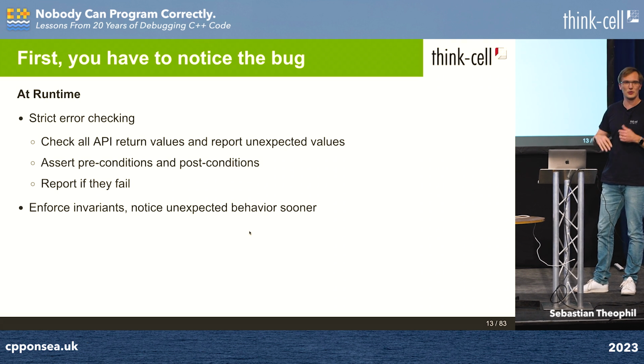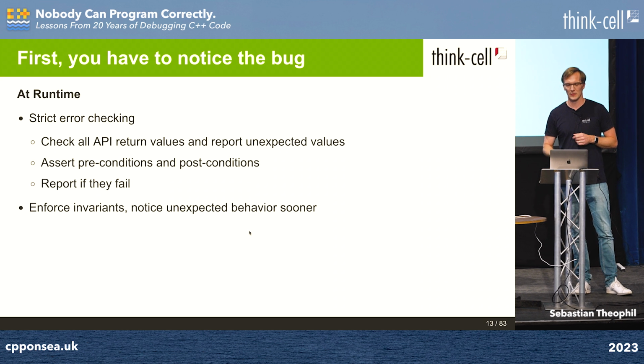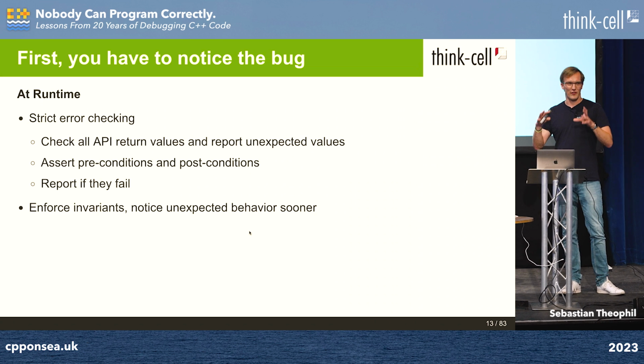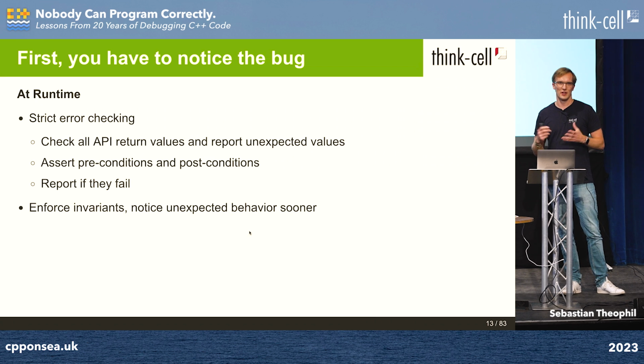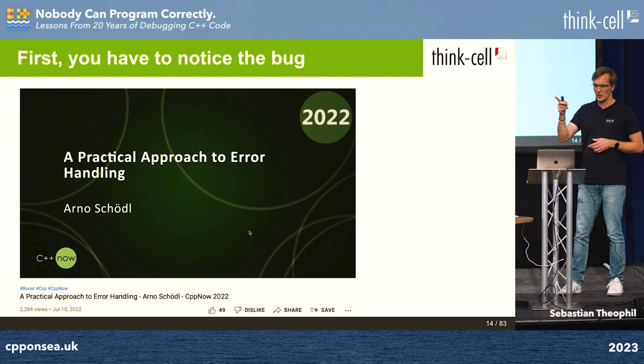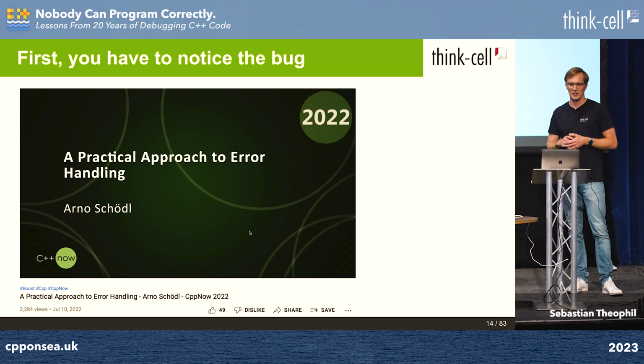We also use asserts a lot to assert preconditions and postconditions, and we also report if they fail. They will also stay in release builds, so we get all these assert checks in release builds as well. So what we're trying to do here is make sure that all the invariants in our code are enforced, and we want to be notified when one of those invariants is violated. There's a whole talk by Arno, who's also here, about our approach to error handling, if you're interested in more details.